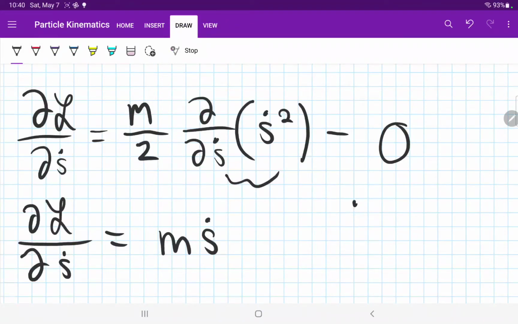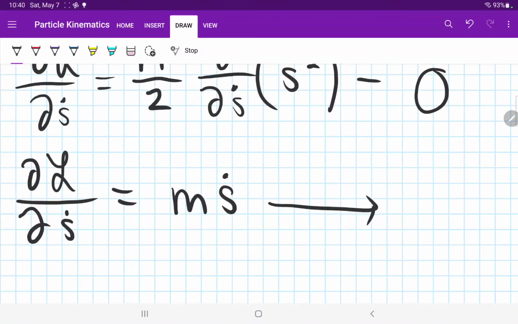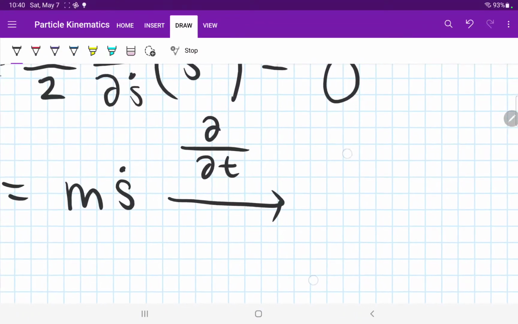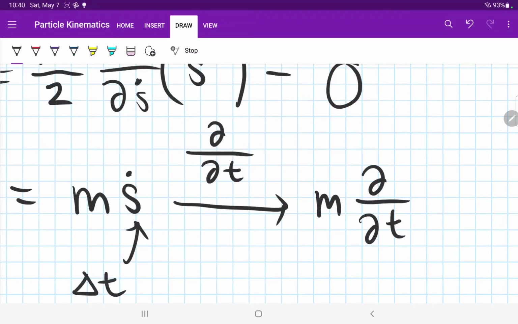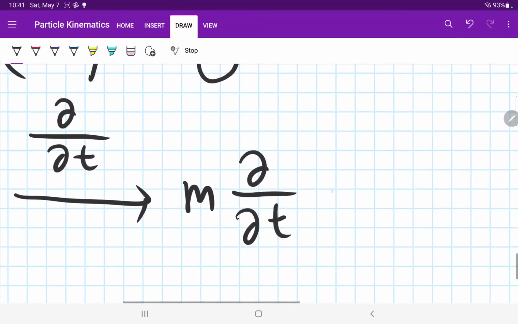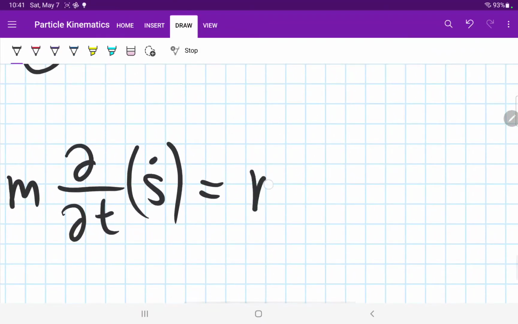Let's go rewrite it. Okay, there we go. But then what else do we need? We need to also take the partial with respect to time. So now when we take the partial derivative of m s dot, we can factor out the m, and then we could write d/dt of s dot, since this changes with time. So it's going to become this, and then what do we see? This is going to become m s double dot.